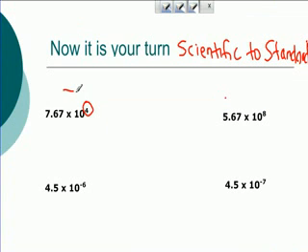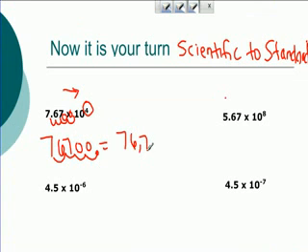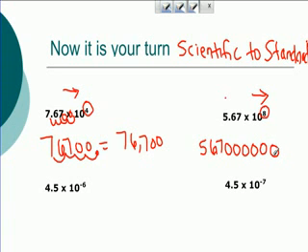Alright, this means again it's 4 to the right, so that means 1, 2, 3, 4. So we're going to have 2 place values, so 7, 1, 2, 1, 2, 3, 4. So this is actually going to be 76,700. This is saying it's moving 8 to the right. So 1, 2, 3, 4, 5, 6, 7, 8.